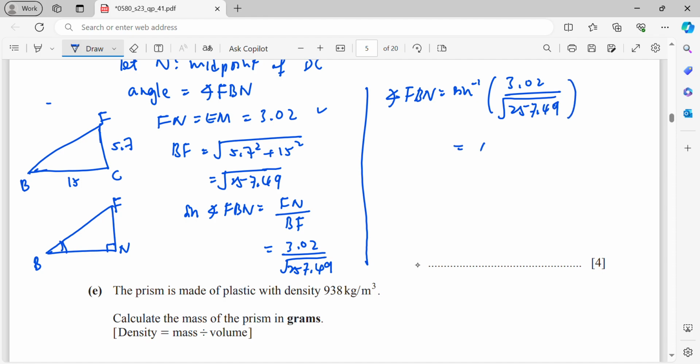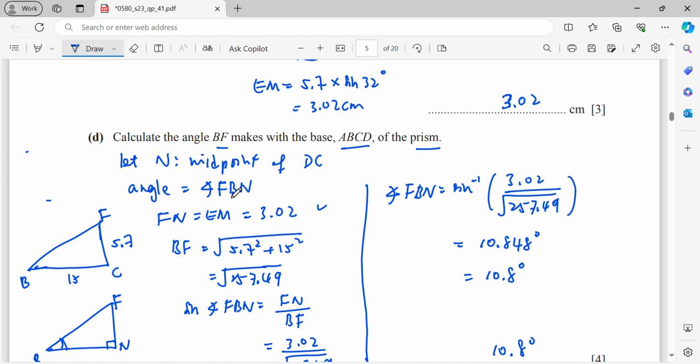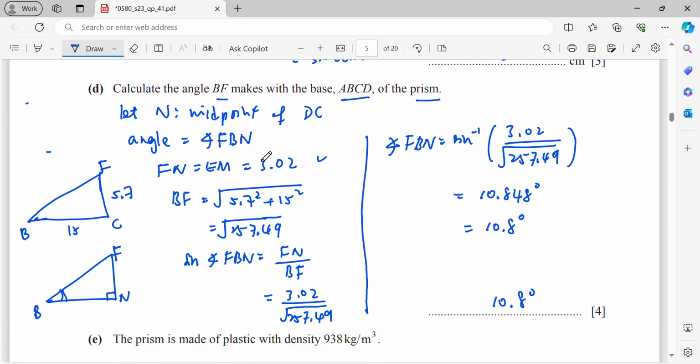Then you will be getting 10.848 degrees. And now I round up to one decimal place, it will be 10.8 degrees. So that is your angle BF. Okay, calculate the angle BF mixed with the base ABCD.